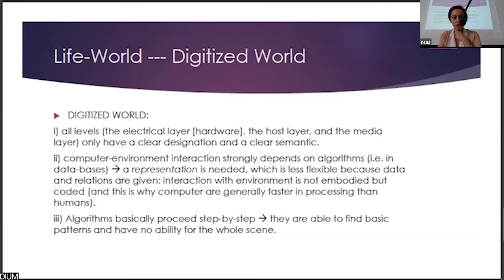Finally, algorithms basically proceed, as we have seen, step by step, and this even applies to neuronal networks. So they are able to find basic patterns and have no, let's say, ability for the whole scene, even though this is changing with deep learning, as Julian was explaining. Anyway, this should explain in what sense embodiment cannot be understood in algorithmic terms.